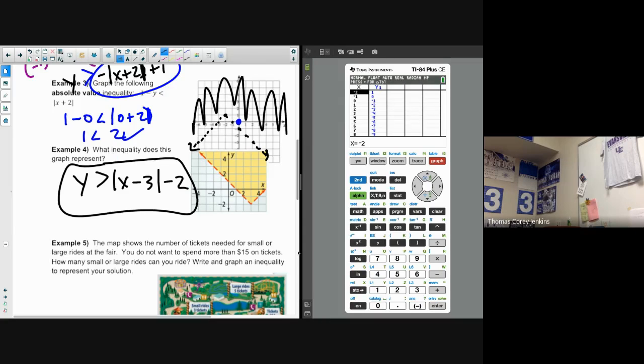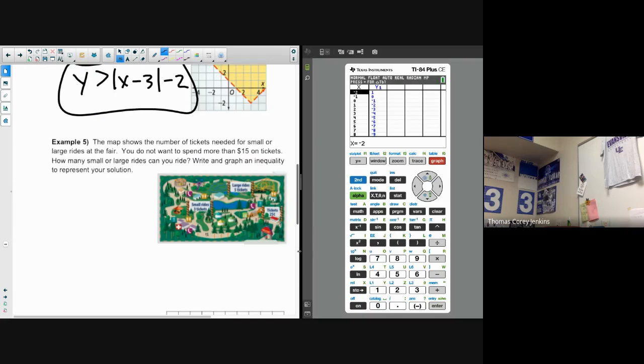All right, last one is kind of just a multi-step word problem. It says the map shows the number of tickets needed for small or large rides at the fair. So a couple things to note here. Tickets are $0.25 apiece. I know it's kind of hard to see. Large rides are 5 tickets apiece. Small rides are 3 tickets apiece. You do not want to spend more than $15 on tickets. How many large and small can you ride?